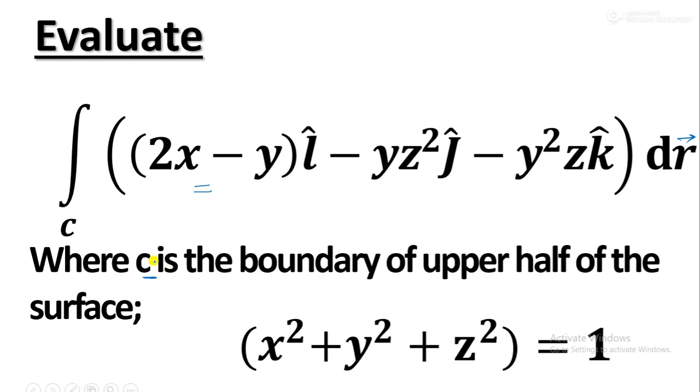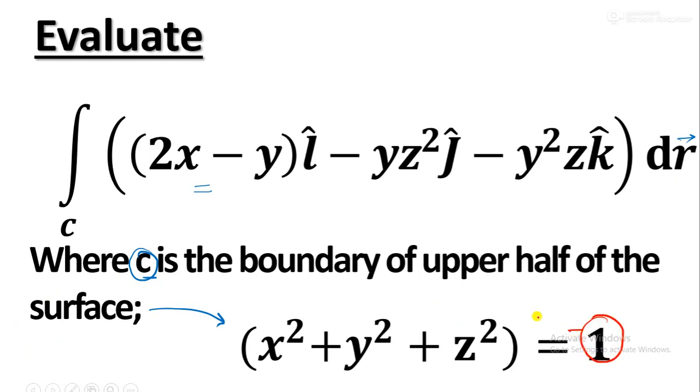C is the boundary. You will have to be very much focused about these terms, because without this you cannot solve such type of problem. It is given that C is the boundary of the upper half of the surface. What is the surface? Surface given is x square plus y square plus z square equals to 1. What is x square plus y square plus z square? It is a solid sphere of radius 1.